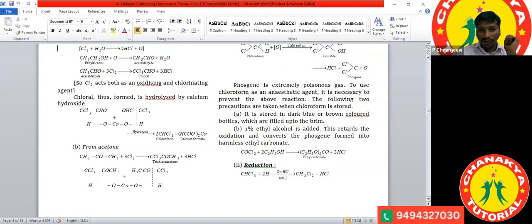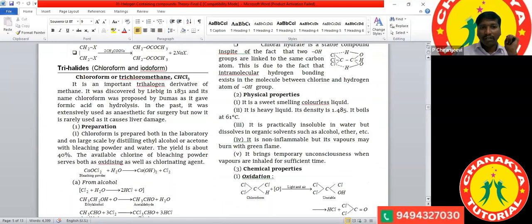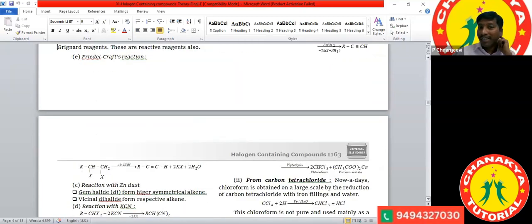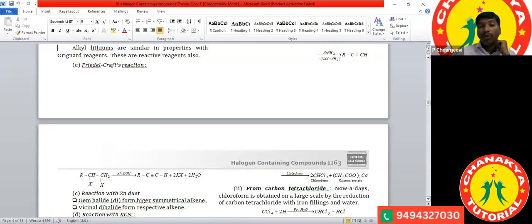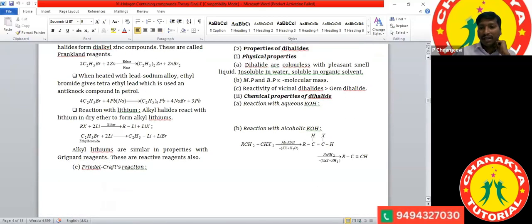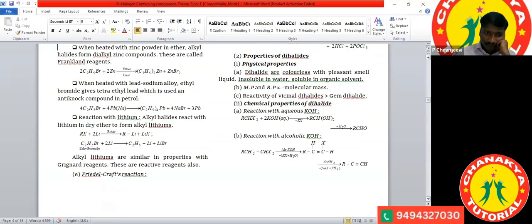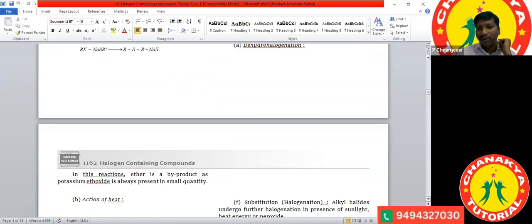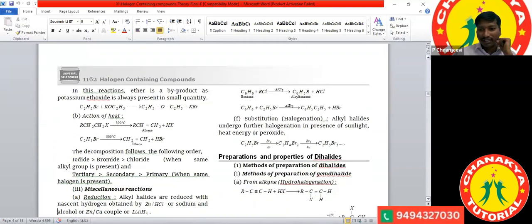Now here some concepts I would like to discuss with you. Some important ones are the vicinal dihalides and geminal dihalides, and we know how to prepare the vicinal dihalides and geminal dihalides. Do you know or you don't know? Do you have any idea about how to prepare the vicinal dihalides and geminal dihalides?